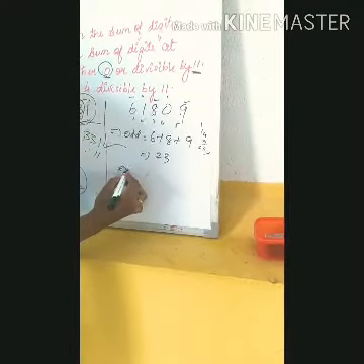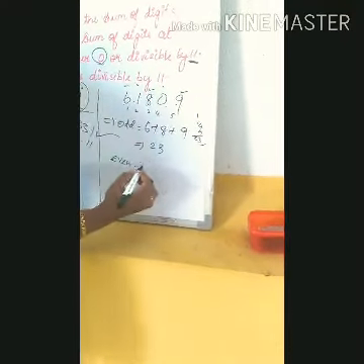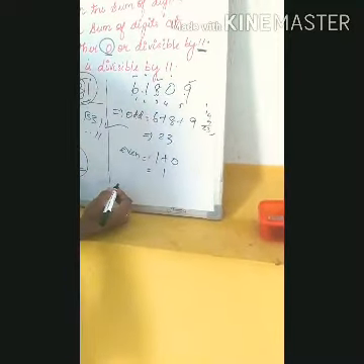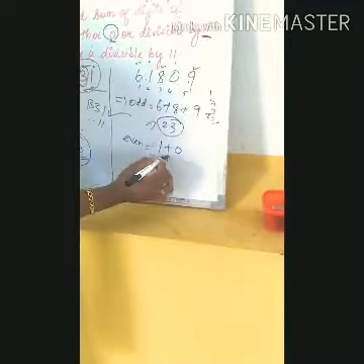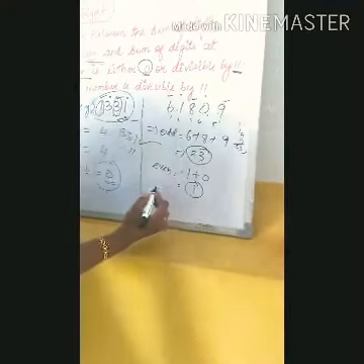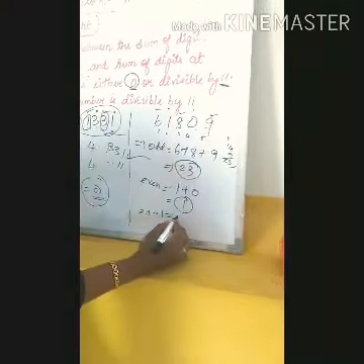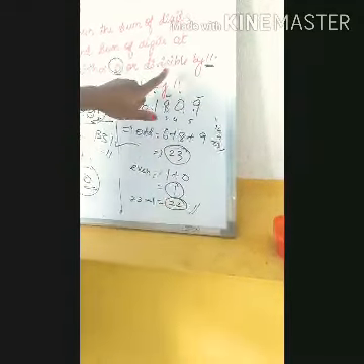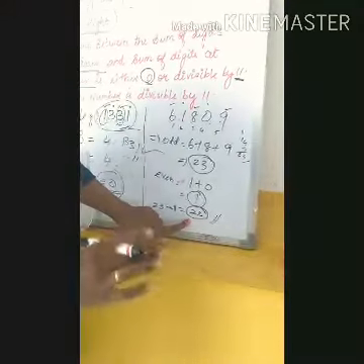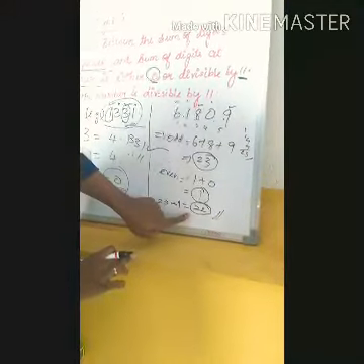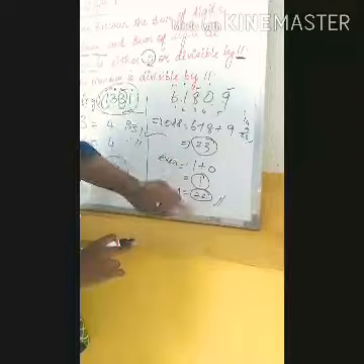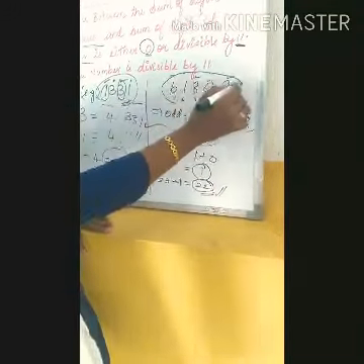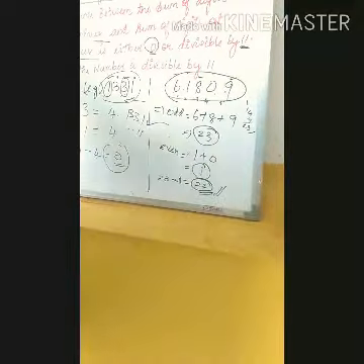Next, the sum of digits at even places. Even places are 1 and 0. So 1 plus 0 is 1. So we have to find the difference between odd places and even places. 23 minus 1 is 22. So the answer we have obtained is 22. This is not equal to 0. Check whether it is divisible by 11. Yes, 1 eleven is 11, 2 elevens are 22. It is divisible by 11. So this whole number 61809 is divisible by 11.